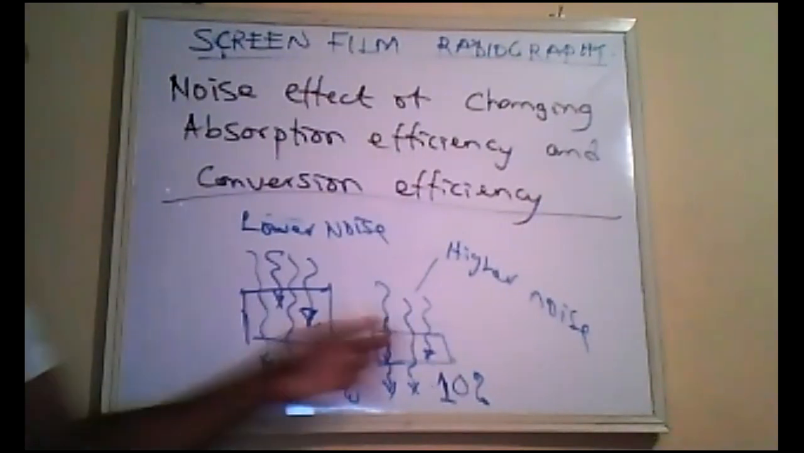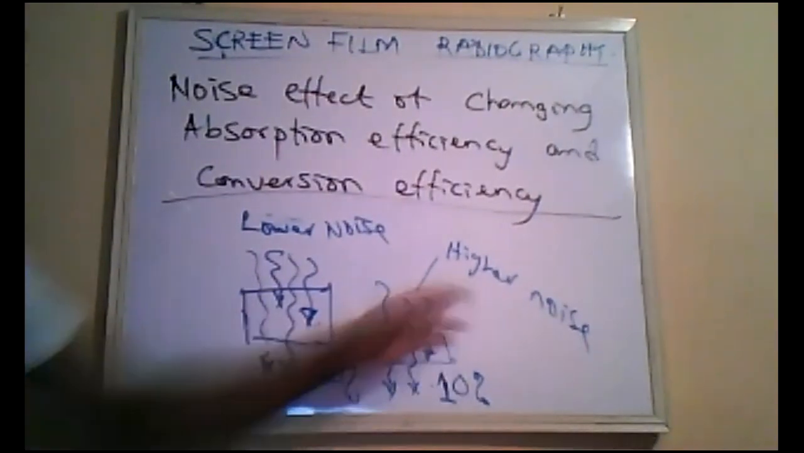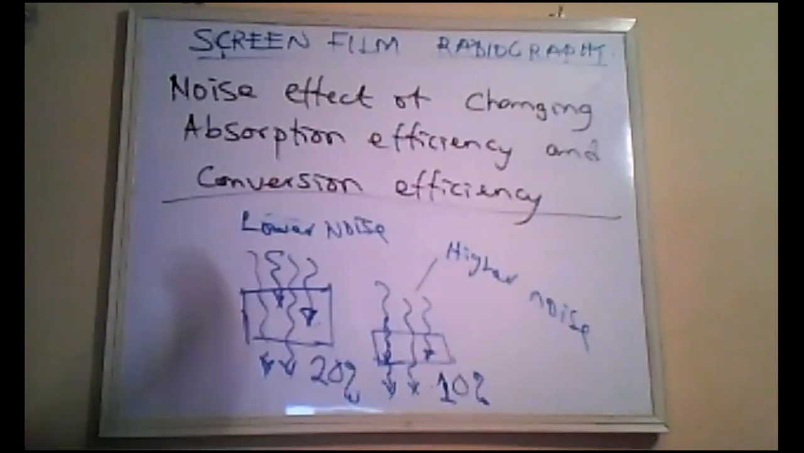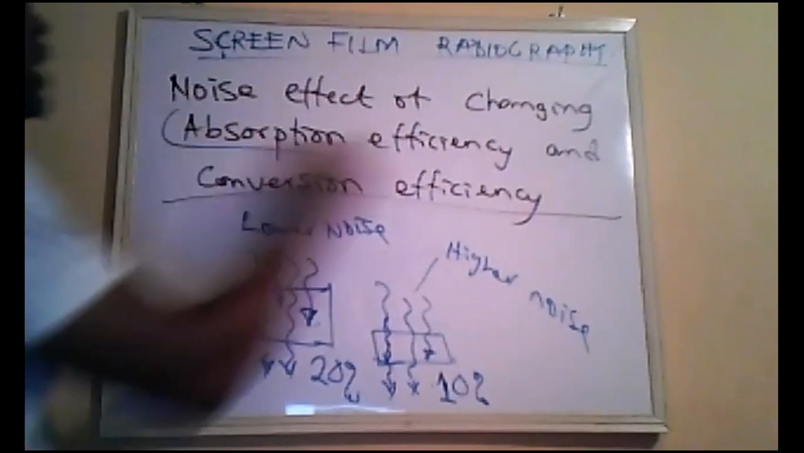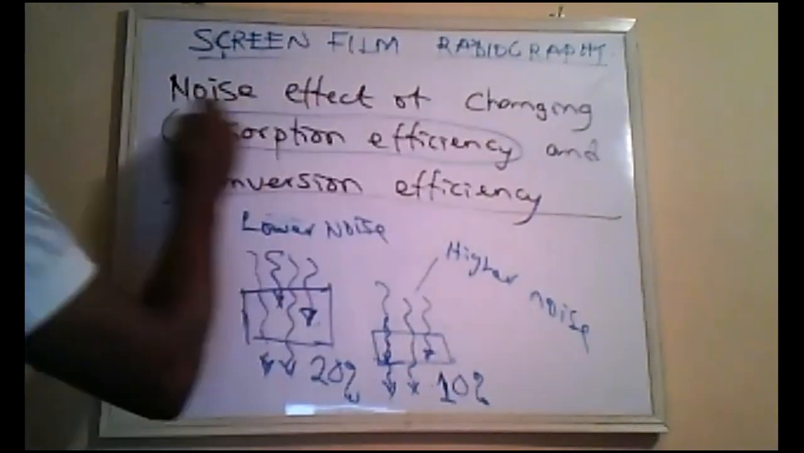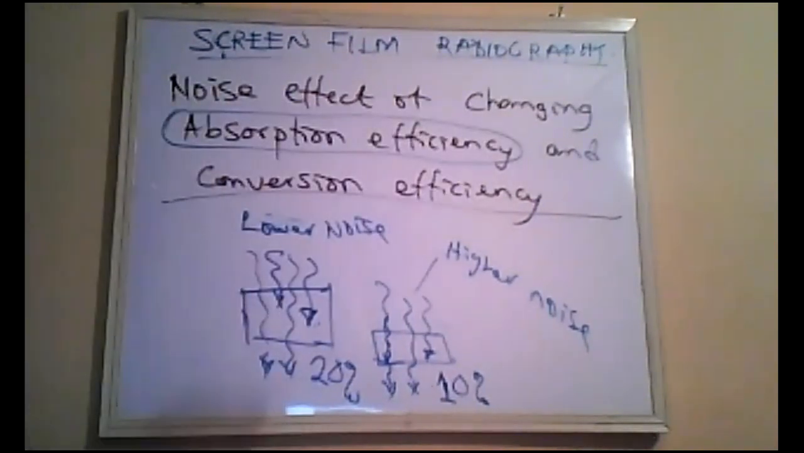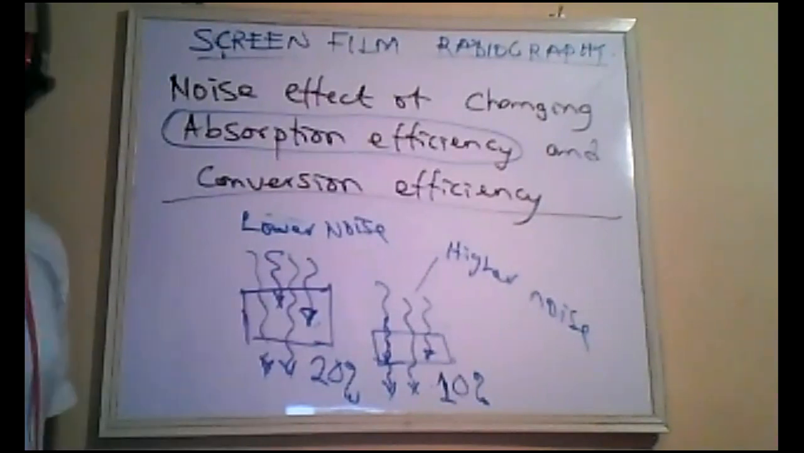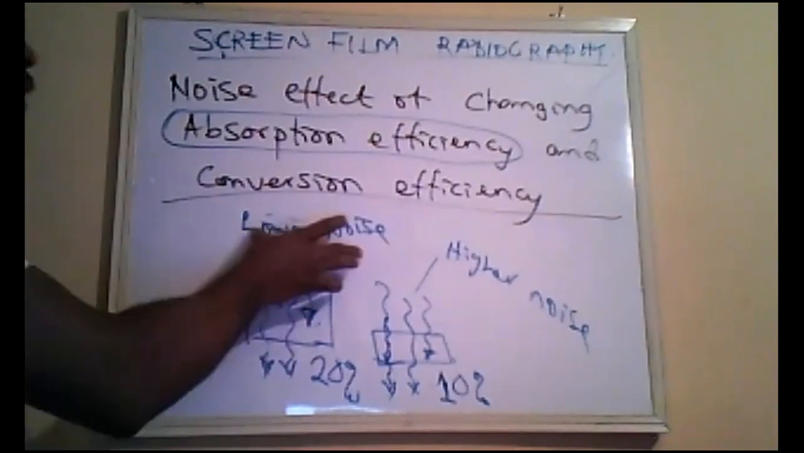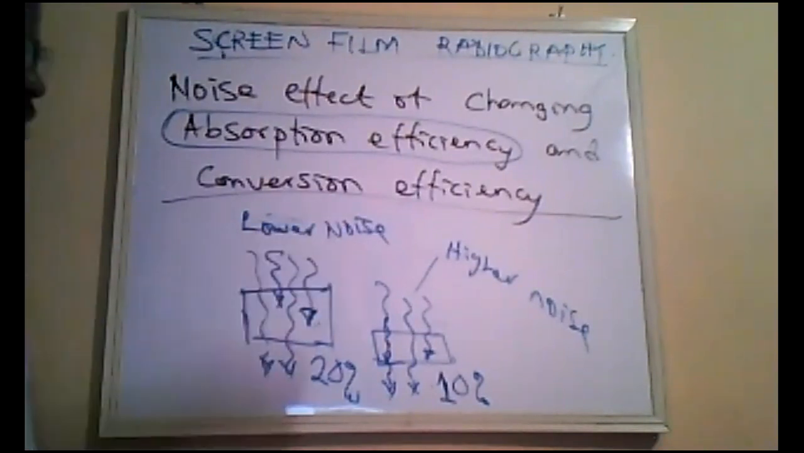So the higher the QDE, the lower the noise we are going to have. That is the absorption efficiency. The higher the absorption efficiency, the higher the signal we are going to get from a particular exposure. That is, the lower the noise we are going to get. The lower the noise, the better the signal will be.